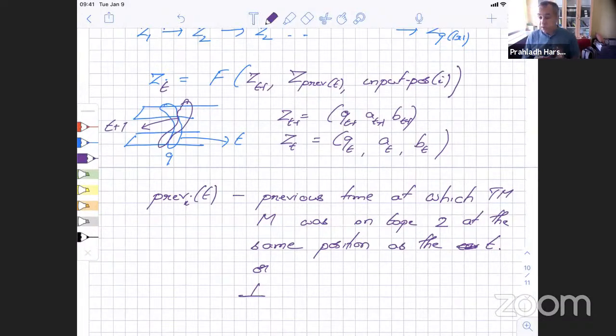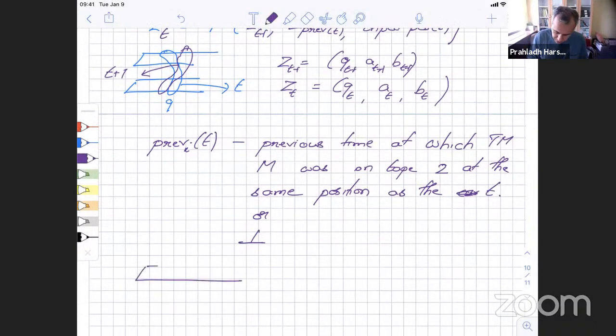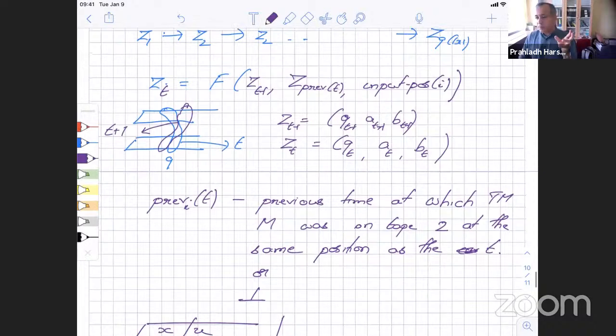The input tape once again is a read-only tape. Notice the input tape has two things: X and U. This is a non-deterministic Turing machine. So let's go again. What's a snapshot?